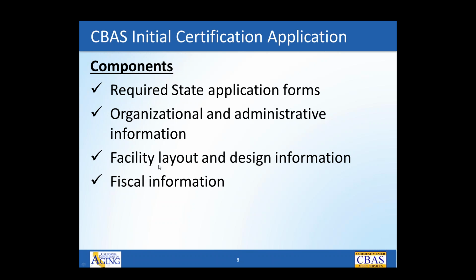The third component here is the facility layout and design information. So you're going to tell us about what your building looks like and your use of space, etc. in detail. And then fiscal information about your organization and projections for the center so that we can review the soundness of the fiscal part of the application. So those are the four main components of the initial certification application.